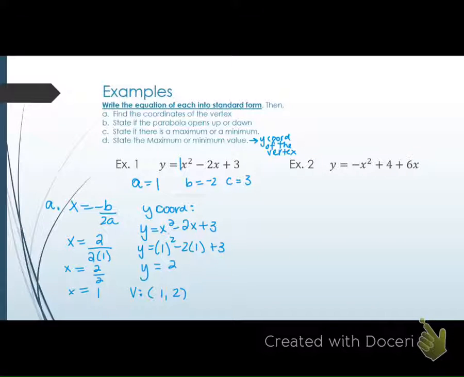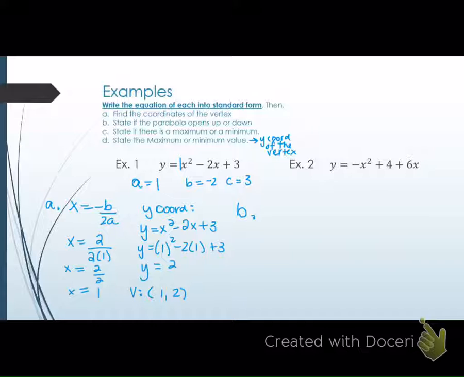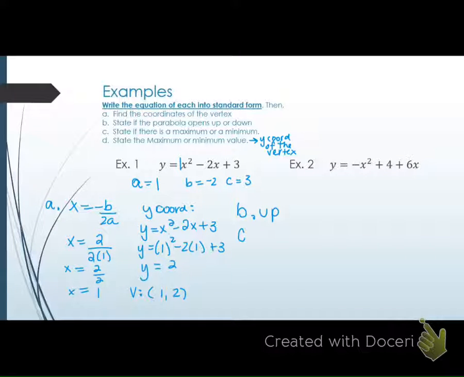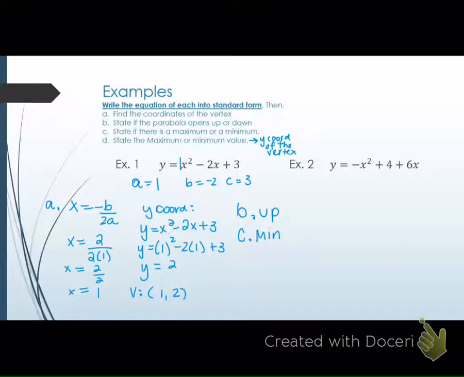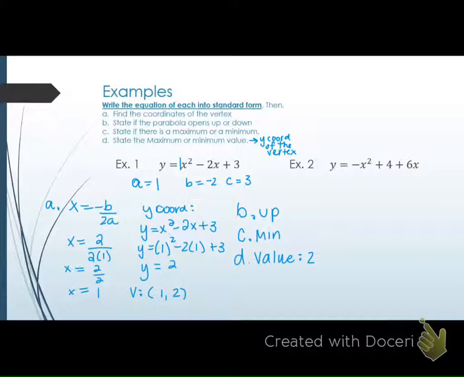So, we're going to answer the other questions now. Part B says, state if the parabola is opening up or down. Our A value is positive, so it's opening up. Is it a maximum or a minimum? If it opens up, it is a minimum. Your max or min value is the y coordinate of the vertex. What is the y coordinate of the vertex? 2. Is that your answer?